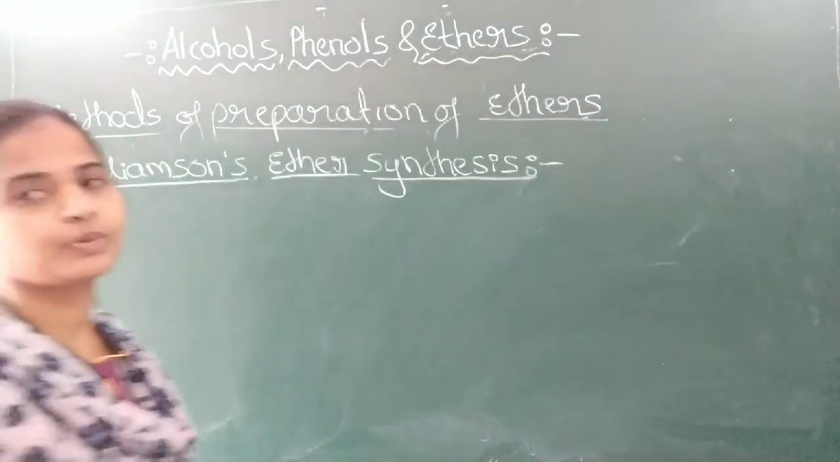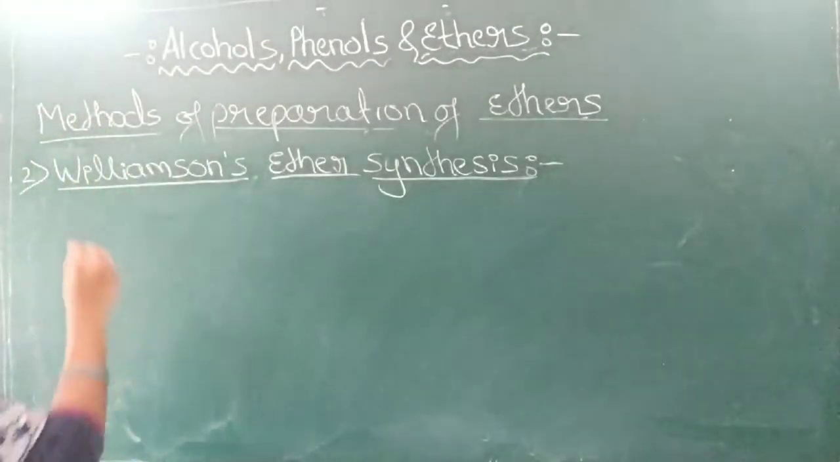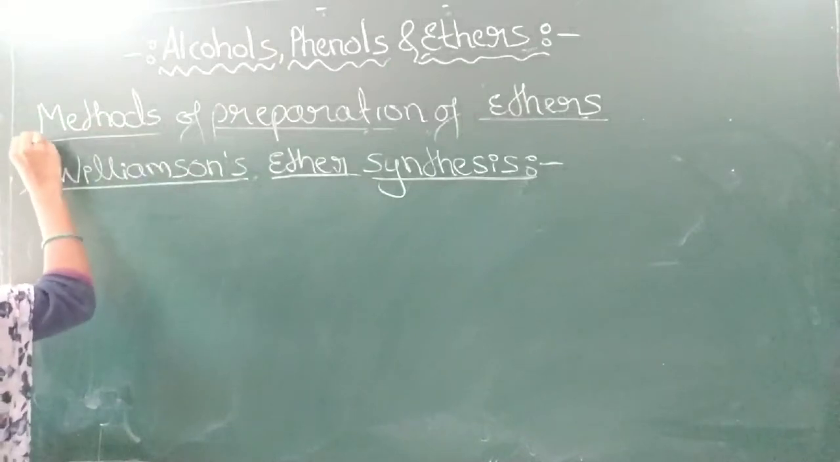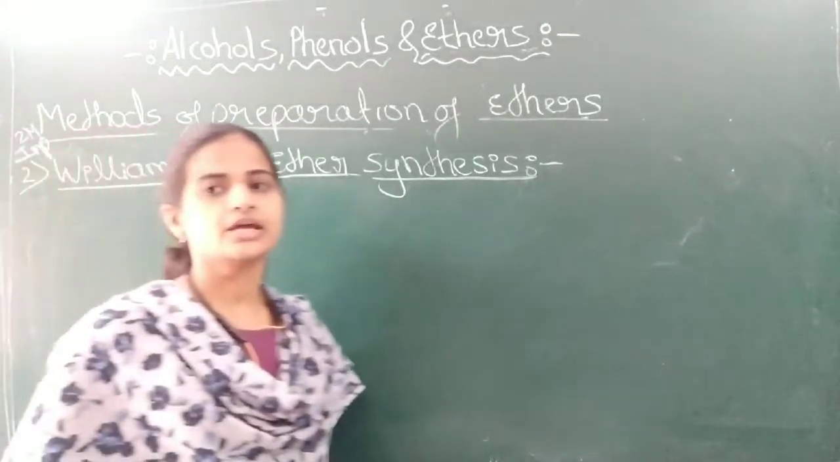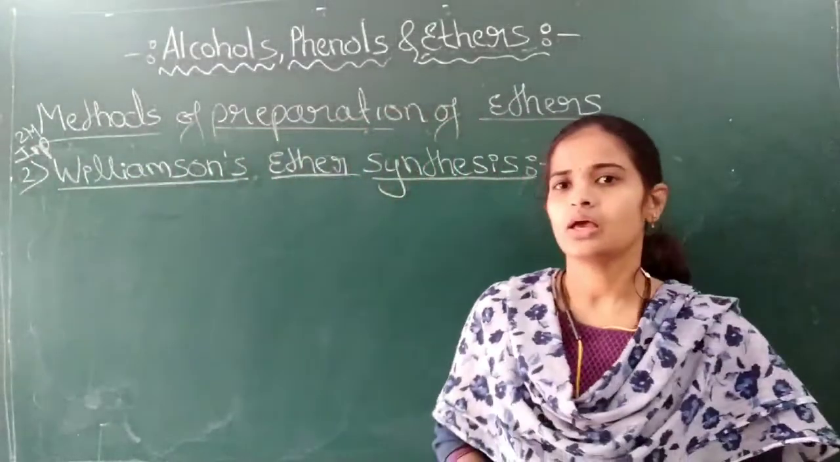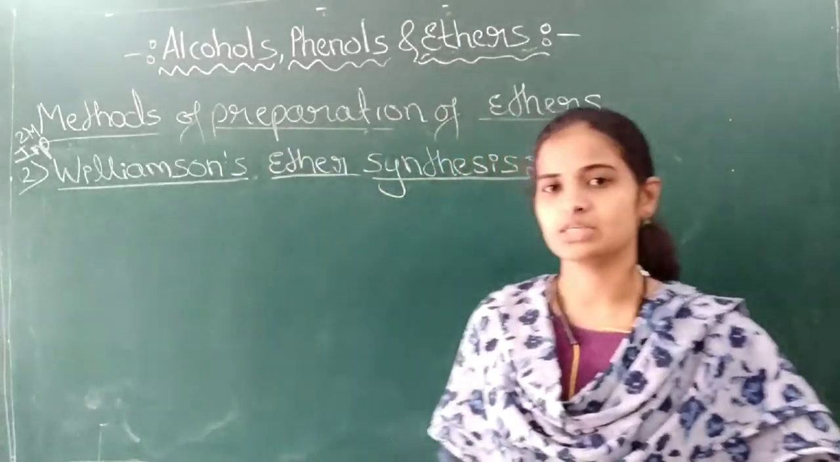The second method for the preparation of ethers is Williamson's ether synthesis. It is one of the important main reactions of organic chemistry. Mark it as important for 2 marks. What do you mean by Williamson's ether synthesis? How are ethers prepared by using this method?